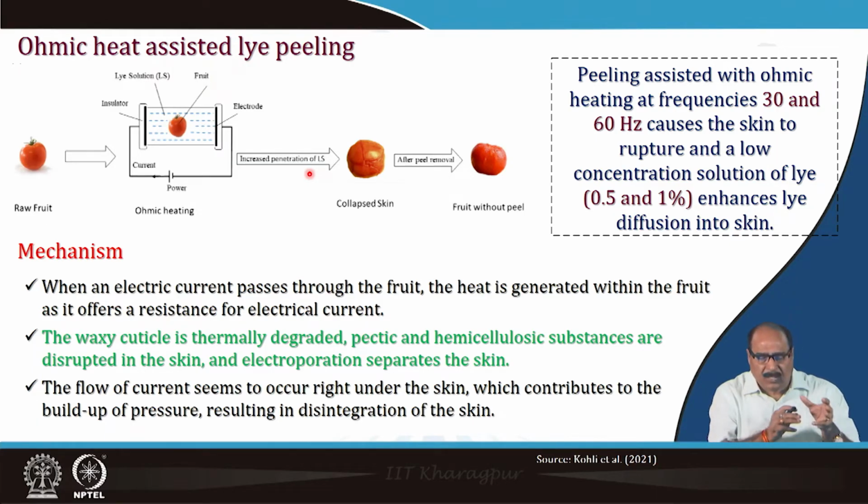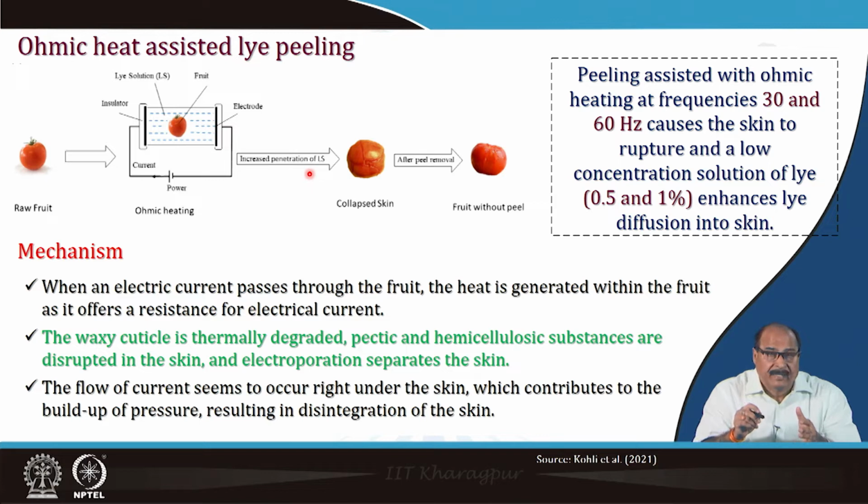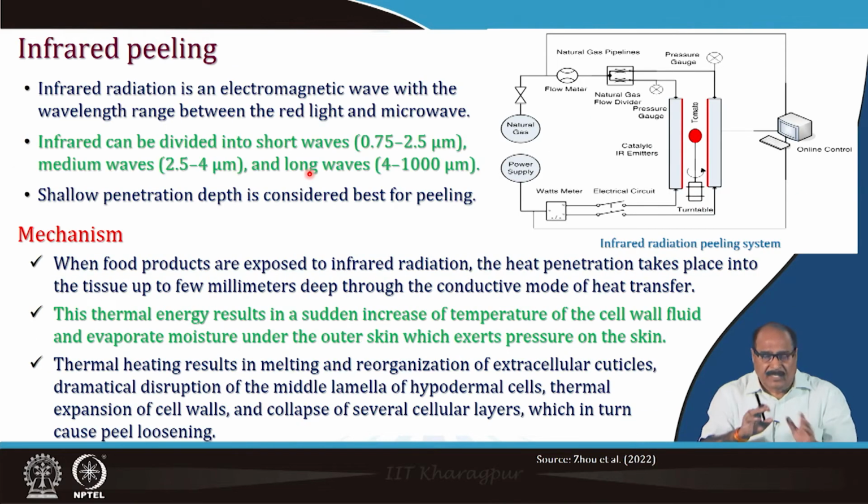So, when the electric current passes through the fruit, heat is generated within the fruit as it offers resistance to the electric current. So, the waxy cuticle is thermally degraded, pectin and hemicellulose substances are disrupted in the skin, and electroporation separates the skin. The flow of the current occurs right under the skin, which contributes to the buildup of pressure resulting in the disintegration of the skin, and then the rest remains the same, that disintegrated skin is separated from the fruit either by simple rubbing or with air jet spray.